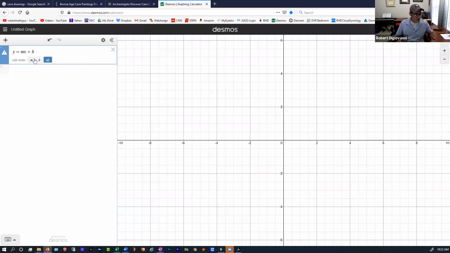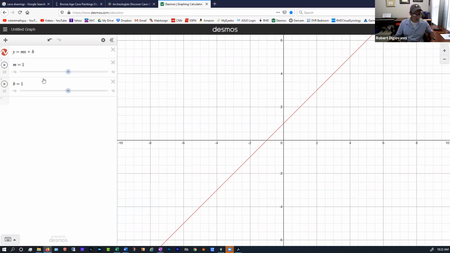All right. This computer program allows me to adjust what the m is. So right now, m is 1 and b is 1. So we have a slope of 1 and we have a y-intercept of 1. Does everyone see that? We have a y-intercept of 1 and the slope is up 1 over 1, and that gives us a second point.